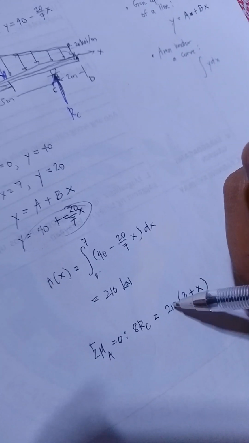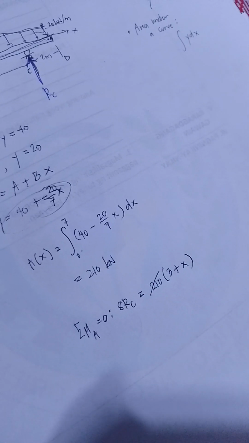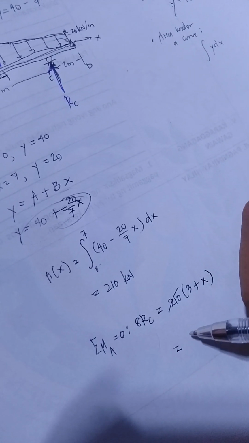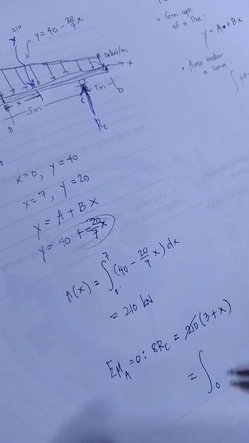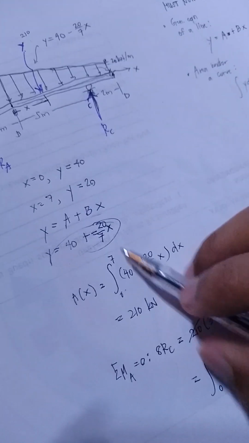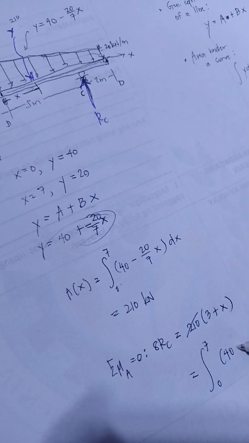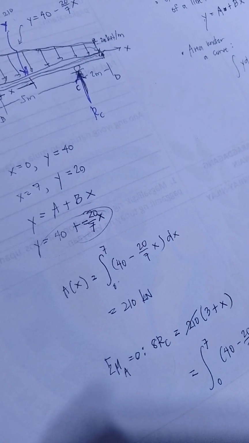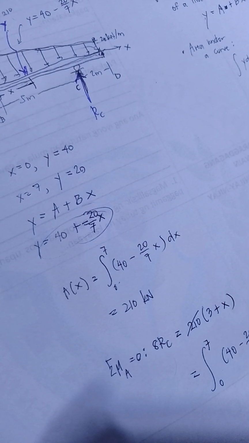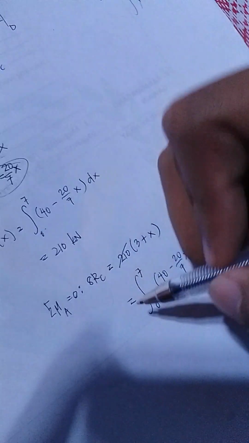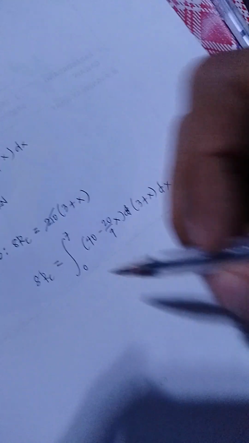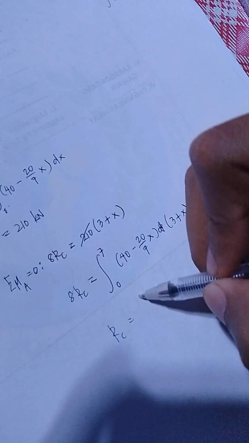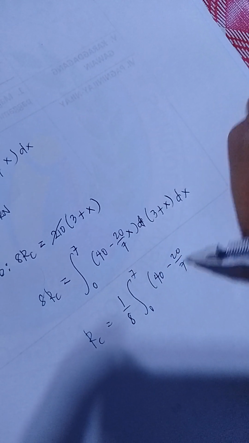But no, we can't directly say that this is 210. Instead, we can say that this is the integral from 0 to 7 of the one we used a while ago, 40 minus 20 over 7x dx, times (3 plus x) dx. That is equal to 8 RC. In other words, RC, the reaction at C, is just 1/8 of this integral dx.